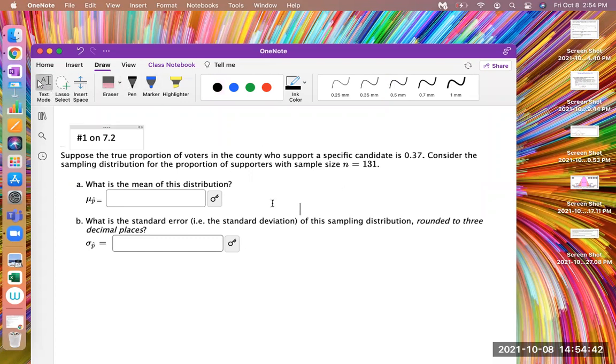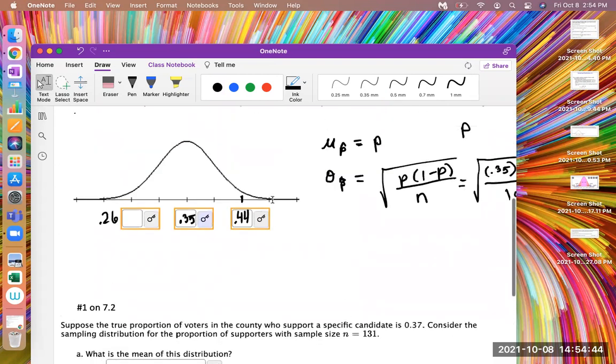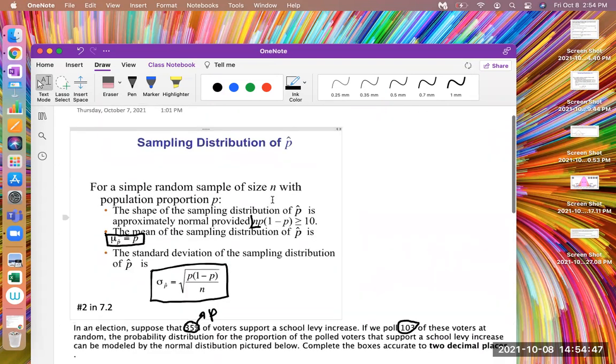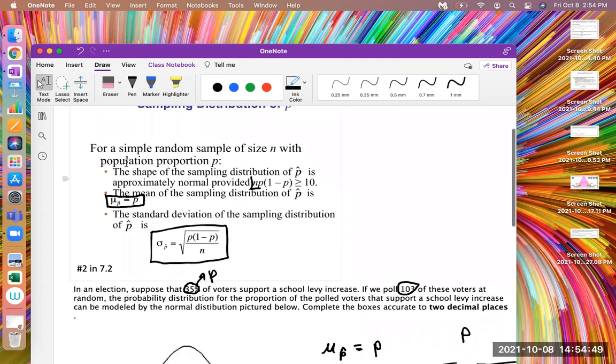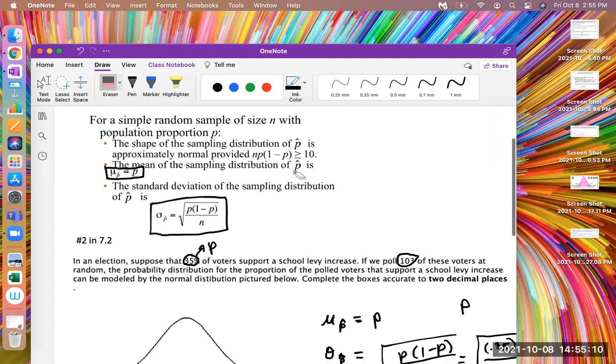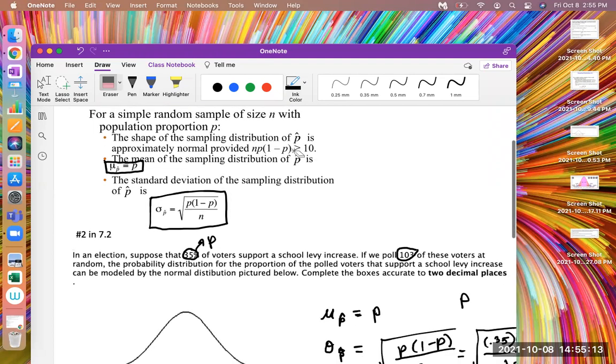There are also some requirements that have to be met. For a simple random sample of size n with population proportion p, the shape of the distribution is normally distributed, and they tell you this has to be met though: n times p times 1 minus p is greater than or equal to 10. If that is true, then the distribution is normally distributed. That's just a little extra thing that they want us to know.